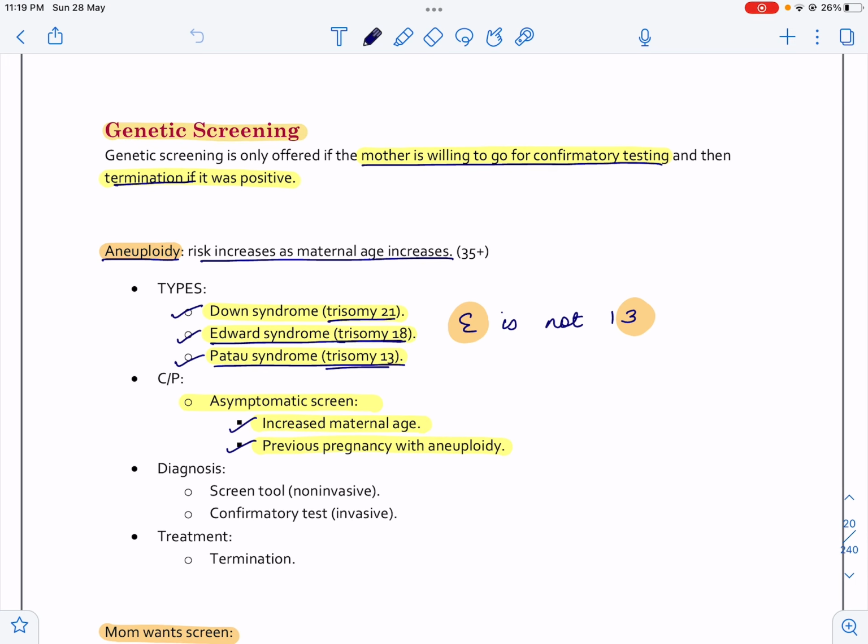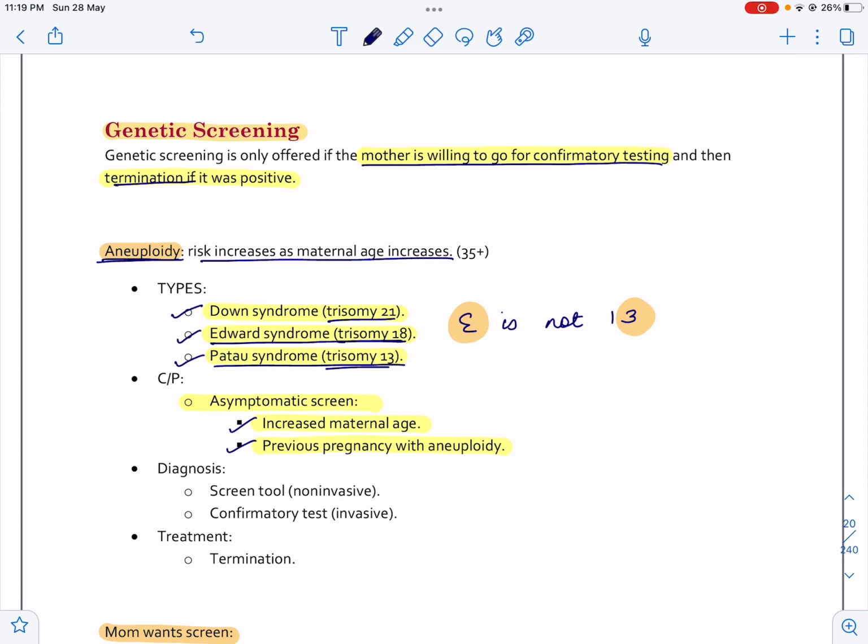So the first group of conditions we need to discuss are aneuploidies. The risk for these aneuploidies increases as maternal age increases. And there are three main aneuploidies that we need to consider. You have Down, which is trisomy 21, which is pretty easy to remember. You have Edwards, which is trisomy 18, and Patau, which is trisomy 13.